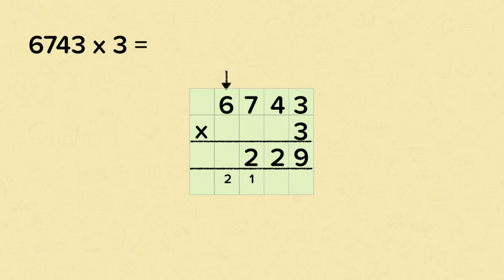6 times 3 is 18. Add the extra 2 that's been exchanged over from the hundreds and that's 20. So 6,743 times 3 is 20,229.